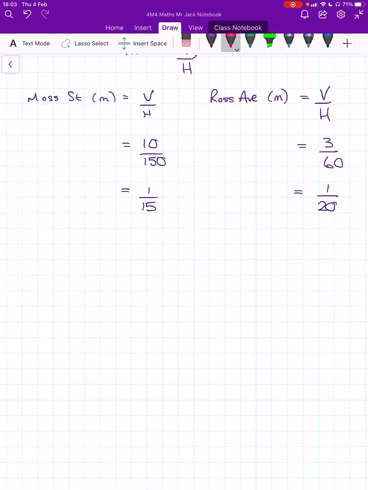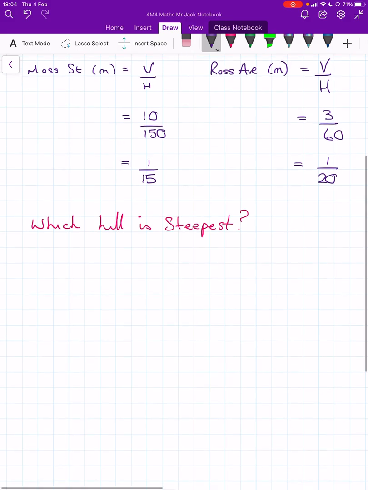But if someone were to come along and say, which hill is steepest, you might well be able to do that just by looking at the fraction. Yeah, which would be great. But sometimes, if it's less obvious, it's much easier if we have a decimal equivalent. Okay, so the decimal equivalent of 1 over 15, we just do the division. You can use your calculator for this, and you'll get 0.0666, and that keeps repeating.